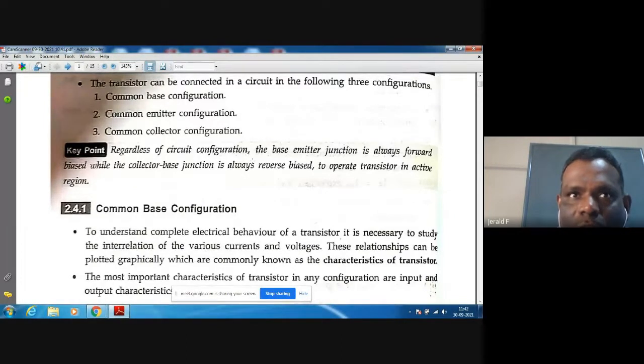How will the transistor work? The emitter base junction is forward biased, and the collector base junction is reverse biased. Only in this condition can the transistor work. This has to be satisfied.